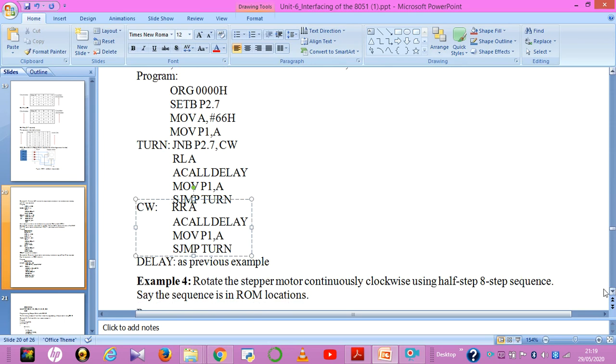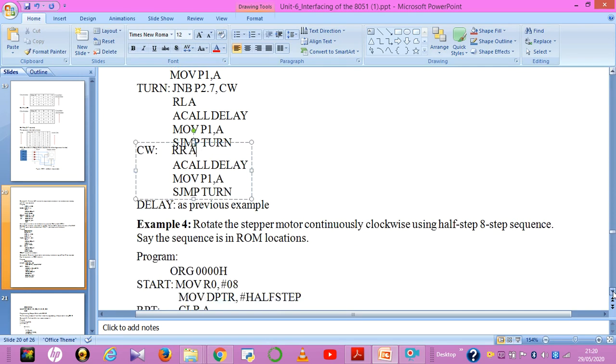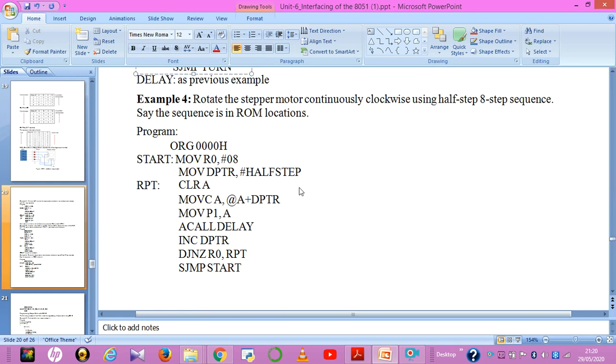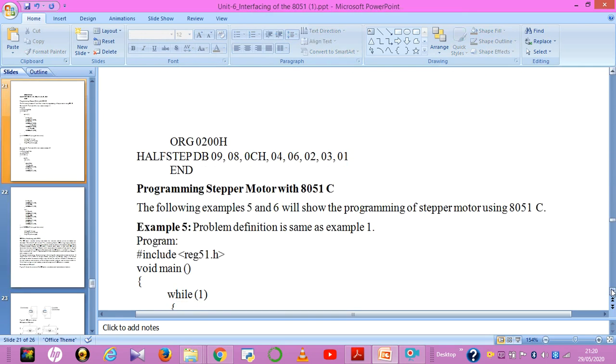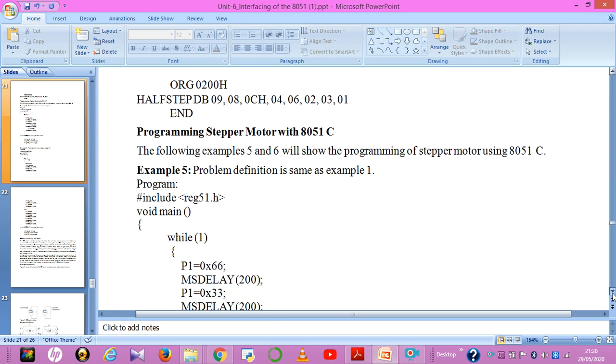The same delay program as in the previous program will be written here. Next, for the half step sequence, only the values are going to change, nothing else; everything will be the same. The half step values are given here, and the same values are sent there. The stepper motor is rotated clockwise and anti-clockwise.